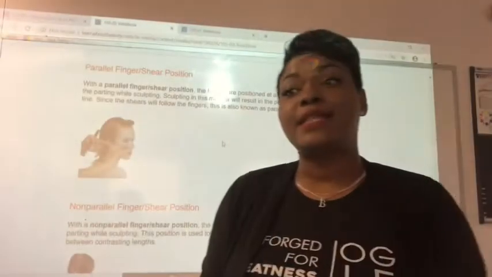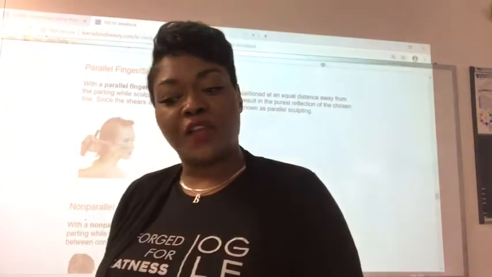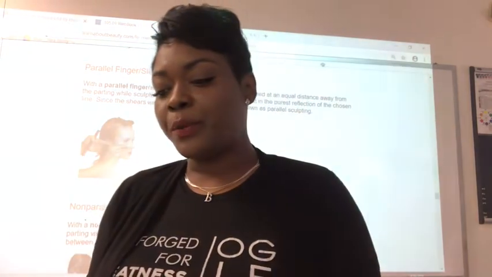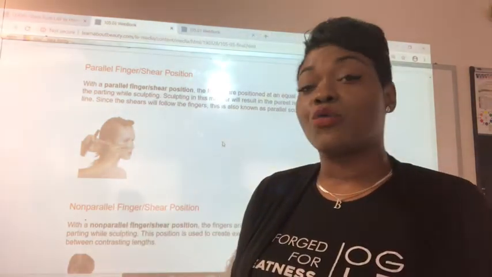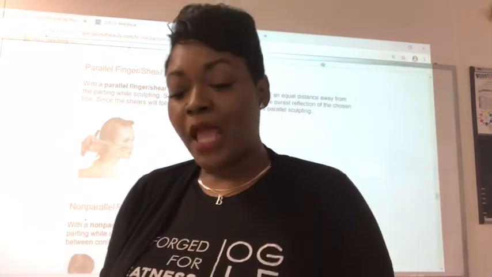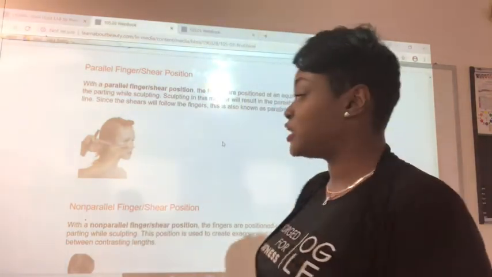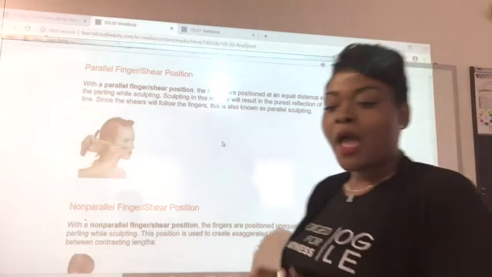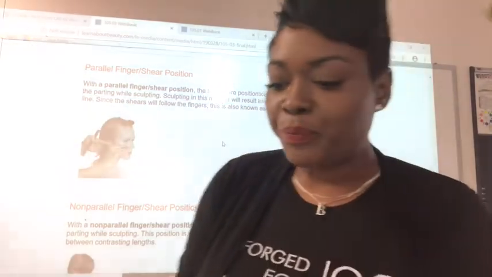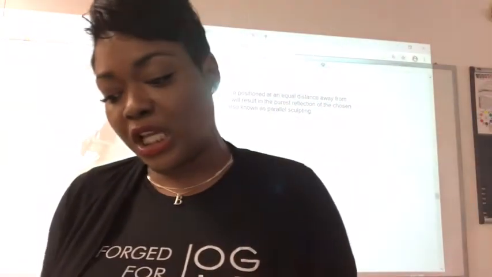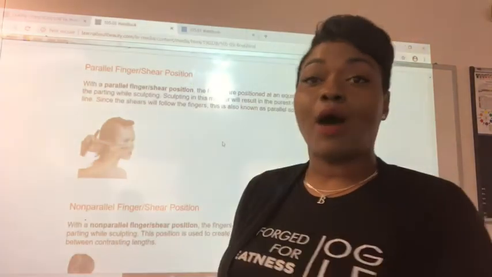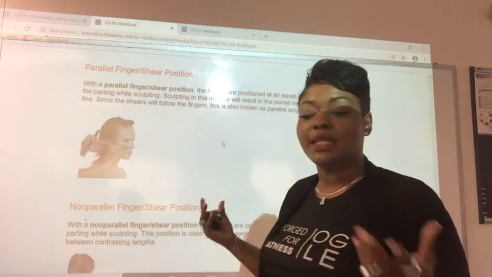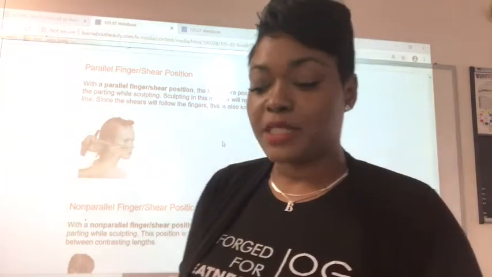Now we're at the sixth sculpting procedure, which is finger shear position. Finger shear position refers to the position of the fingers and the shears relative to the base parting. There are two types of finger shear position, which are parallel and non-parallel. A parallel finger position is when the fingers are positioned equal distance away from the parting while sculpting. Results are the purest reflection of the chosen line, which is also known as parallel sculpting.